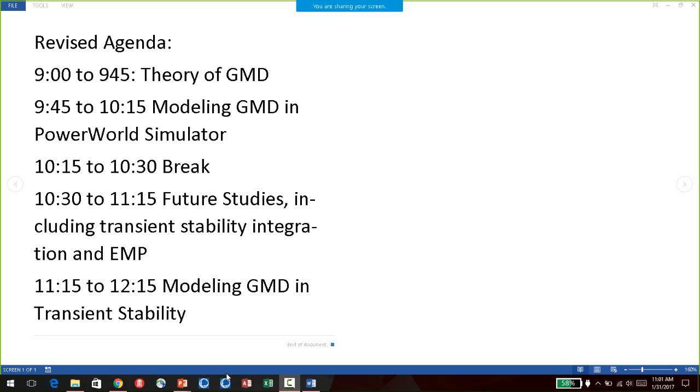And then following the break, Professor Overby will come in and talk about what we're developing going forward, future studies, using the transient stability time frame to model the E3 effects of EMP and some of the theory behind that. And then I'll do some examples with transient stability modeling of the GMD effects in the transient stability time frame in the simulator. So with that, I'll start Tom's first presentation.